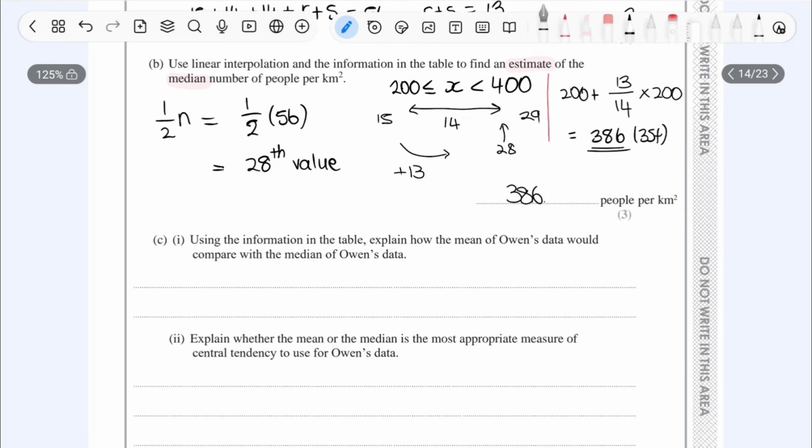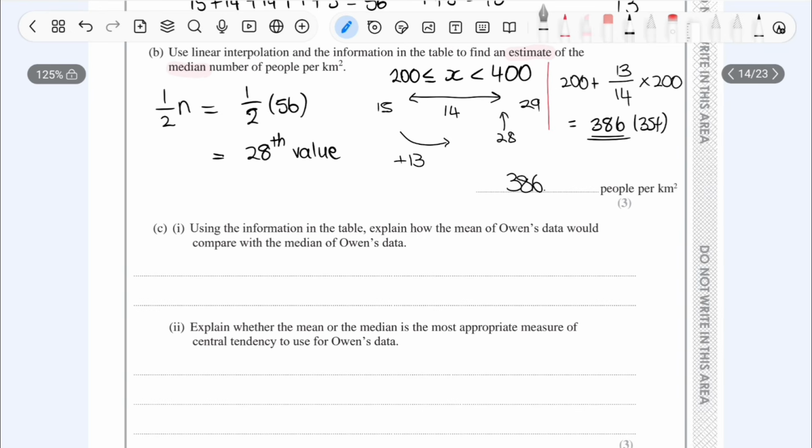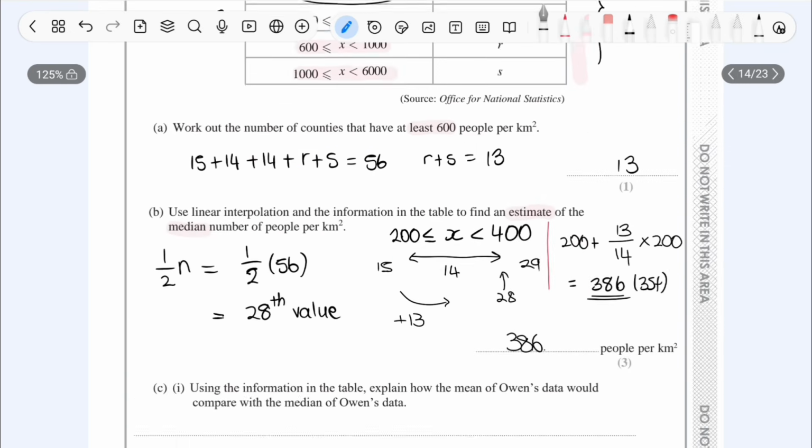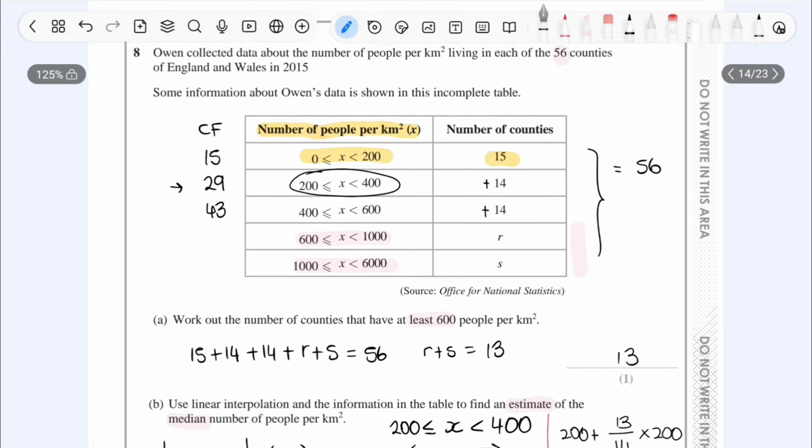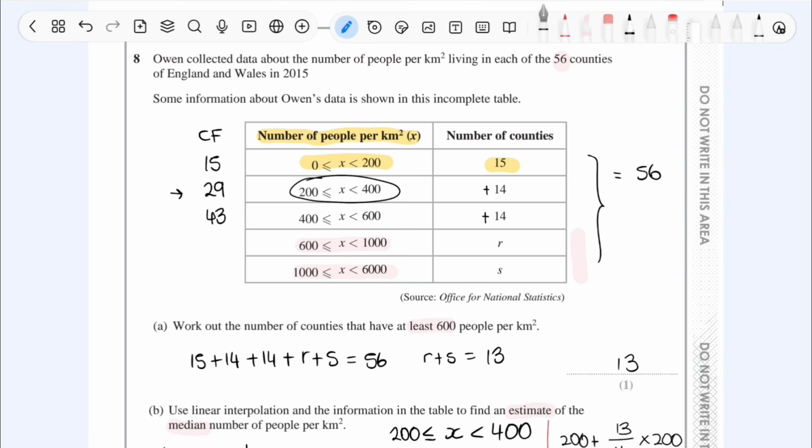Using the information in the table, explain how the mean of Owen's data would compare with the median of his data. Okay, now this is all about skew. You know that we can represent a group frequency table with a histogram. Now I'm going to do a rough plot of what this is. We have the table values of 14, 15, 14, 14, and then R and S, and we don't really know these values, but we know that it's combined 13.